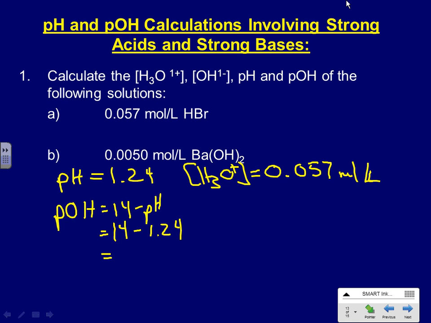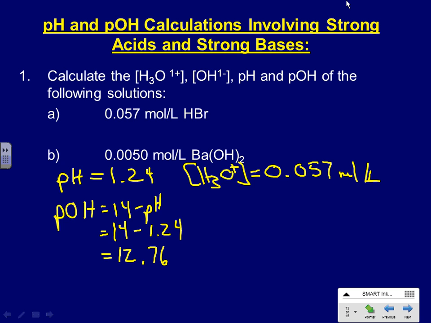If they don't, you've got to do a little addition of some numbers there. So you do negative log 0.057, and then you get 1.24, you write it down. Then you right away go 14 minus answer equals, and you've got the pOH. What's the number there? 12.76.